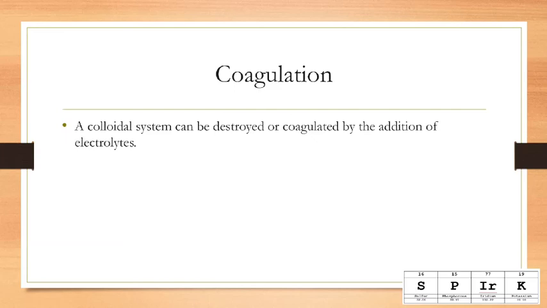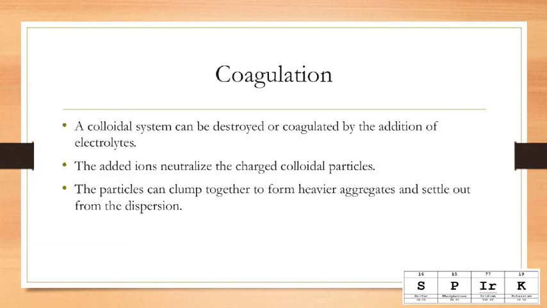A colloidal system can be destroyed or coagulated by the addition of electrolytes. The added ions neutralize the charged colloidal particles. The particles can clump together to form heavier aggregates, and then they settle out from the dispersion.